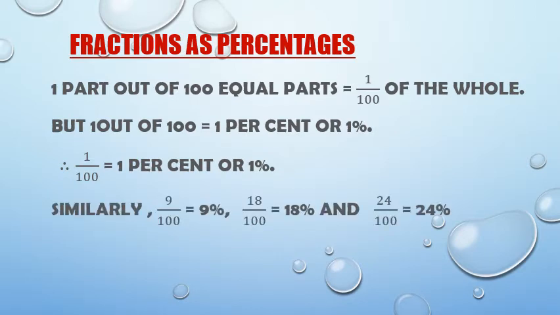Similarly, we can say 9 upon 100 or 9 out of 100 is equal to 9%. 18 upon 100 or 18 out of 100 is equal to 18%, and 24 upon 100 or 24 out of 100 is equal to 24%.